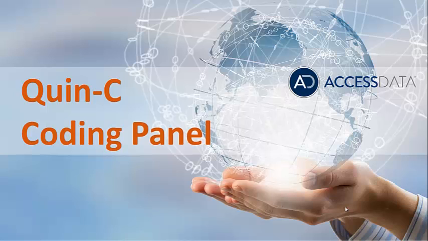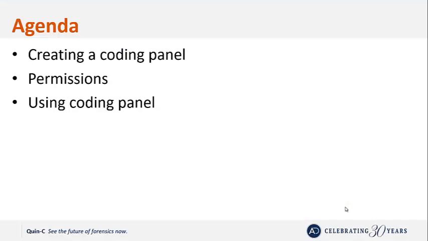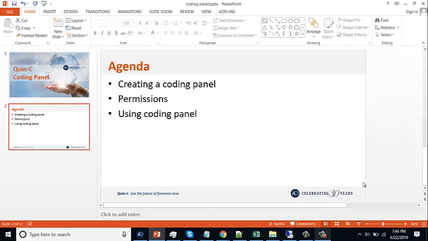In this video, we're going to be reviewing the coding panel. The coding panel has been meaningfully redone in the April 2019 release, and we're going to be using that new coding panel to show you how to build a coding panel, assign it, and what it looks like to the user. We're going to create a coding panel. We're going to explore permissions associated with a coding panel, and we're going to show how it's used, what it looks like for a user. So let's hop into the tool.